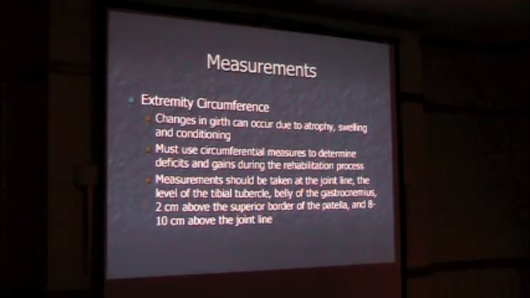I usually do my measurement about 6 centimeters proximal to the superior pole of the patella, and I just stay with that. That just works for me, but you can do it a number of different ways. Some people will do it off of the gastrocnemius, 2 centimeters above the superior border of the patella, or 8 to 10 centimeters above the joint line. I find that just 6 centimeters works for me.